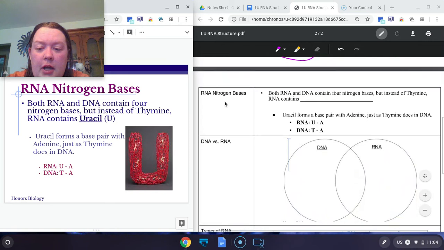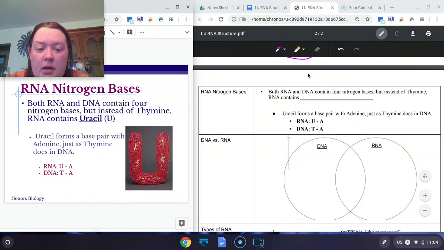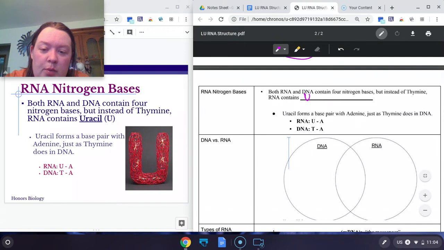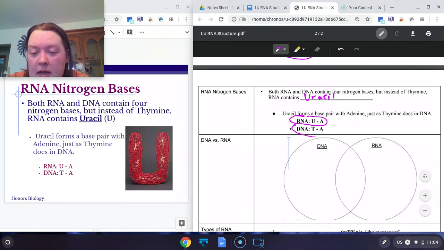So both RNA and DNA have 4 nitrogen bases. However, DNA has T for thymine, and RNA contains a new base called uracil. And uracil pairs the same way that thymine would have, except this time in RNA it's U instead of T. So in RNA, U goes with A. In DNA, T went with A.